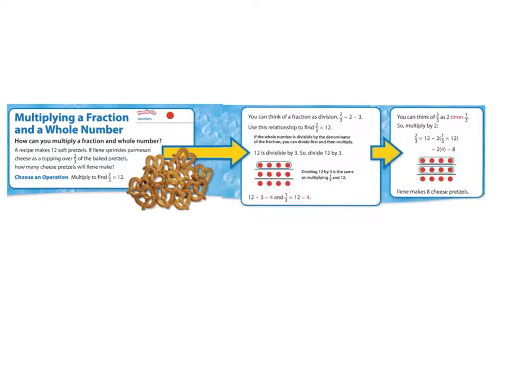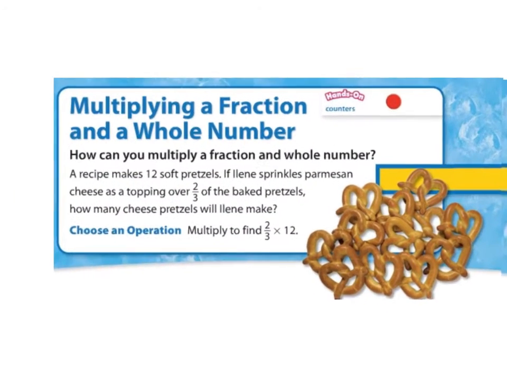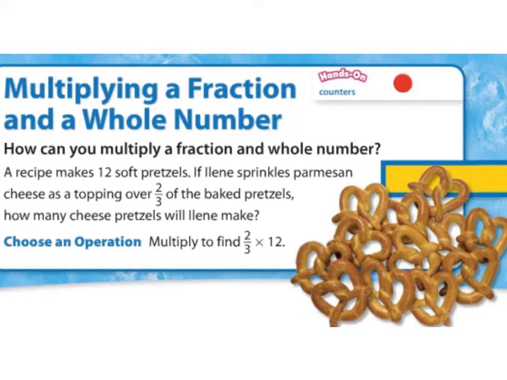How can you multiply a fraction and a whole number? A recipe makes 12 soft pretzels. If Eileen sprinkles Parmesan cheese as a topping over 2/3 of the baked pretzels of the 12, how many cheese pretzels will Eileen make? We're going to multiply. I've talked about this beforehand, but what's the clue word in here that tells me to multiply? It is "of." When I see "of," I know that we're most likely going to multiply.